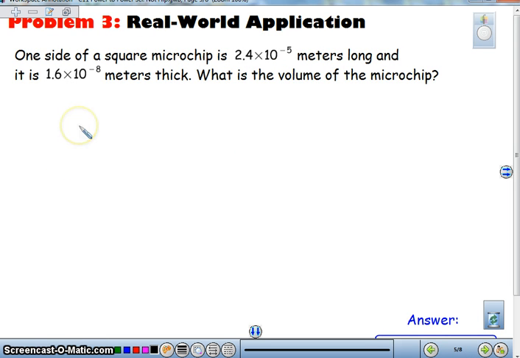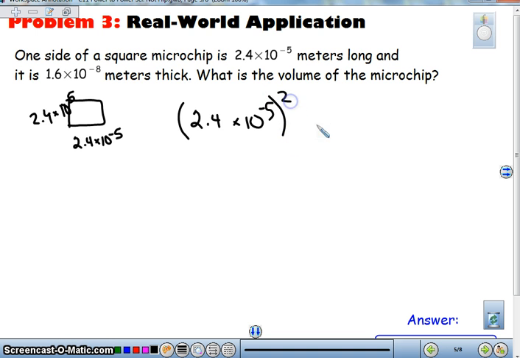Now the real world application. One side of a square microchip is 2.4 times 10 to the negative 5 meters long. Now, let's think about this. Here's our square. That means this side is also 2.4 times 10 to the negative 5. So we're going to be squaring this because that's our square. To find the area of a square, we're going to take 2.4 times 10 to the negative 5, to the second power. That's our length and width. And then it says going back, it is 1.6 times 10 to the negative 8.